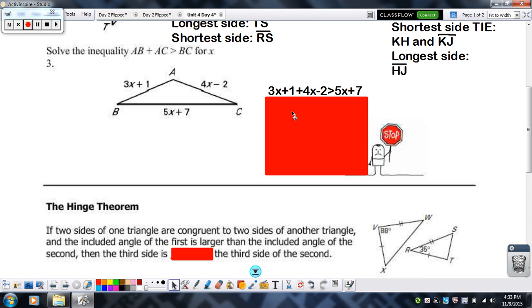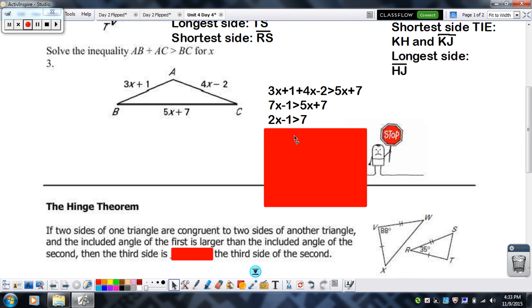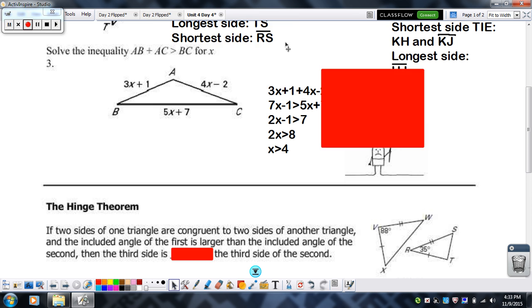Next, combine your like terms to get 7x minus 1 is greater than 5x plus 7. Subtract 5x from either side to get 2x minus 1 is greater than 7. Add 1 to get 2x is greater than 8. And divide by 2 to get x is greater than 4.